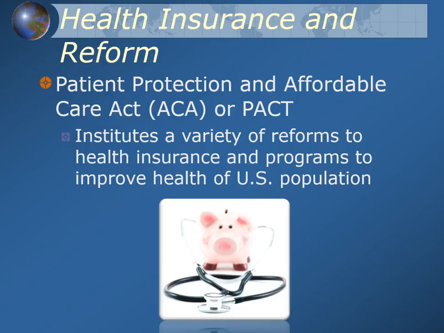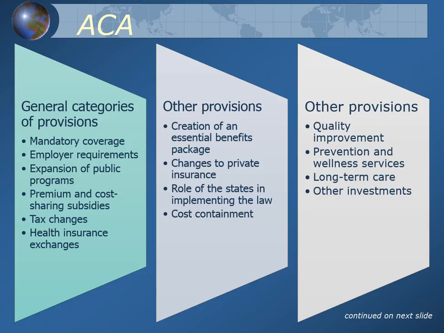So now we need to talk a little bit more about health insurance and reform. This is the Patient Protection and Affordable Care Act, or ACA. This institutes a variety of reforms to health insurance and programs to improve the health of the U.S. population. Individual U.S. citizens and legal residents will be required to have health insurance coverage that meets minimum requirements or pay a tax penalty, which may be a flat fee or a percentage of family income.